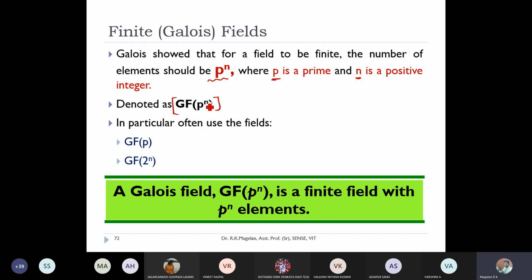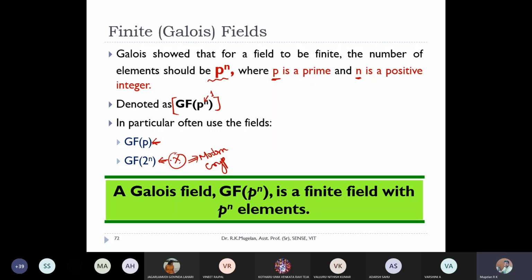If n takes the least value 1, we will be using Galois field of p. And if p takes the least prime value, which is 2, we'll be using Galois field of 2 power n, which is most important in modern day cryptography techniques. Galois field of 2 power n. Modern day cryptography relies on this Galois field of 2 power n.